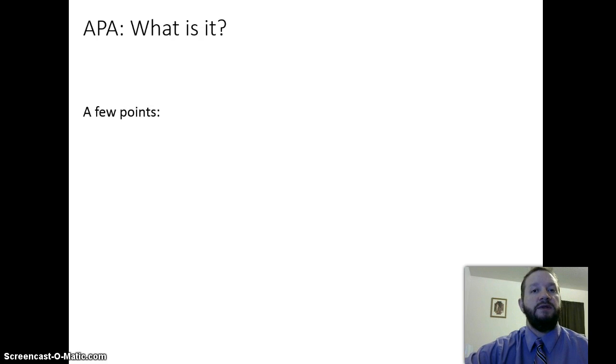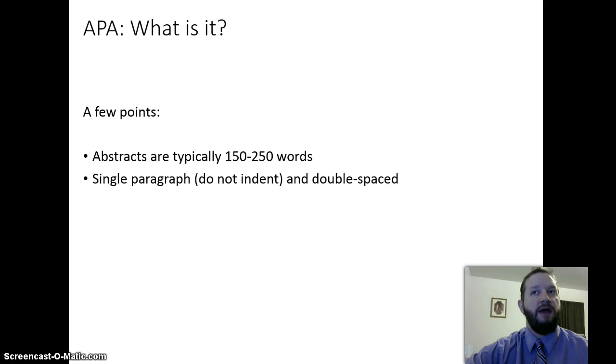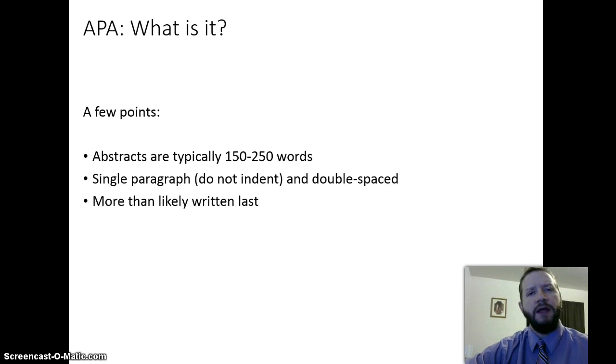So here's a few points on the abstract. They're typically 150 to 250 words. It's a single paragraph that's not indented, but it is double spaced like the rest of your paper. And it's more likely written last because how can you know what to summarize until you have it all written out and revised and all that stuff? So you would probably write your abstract last.